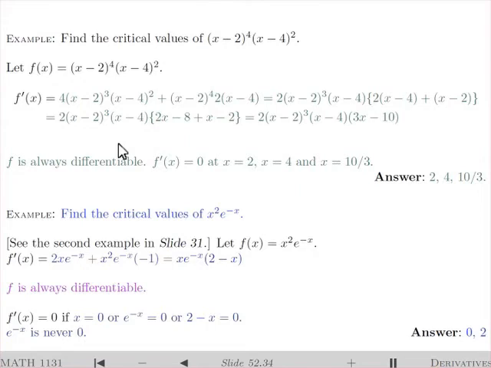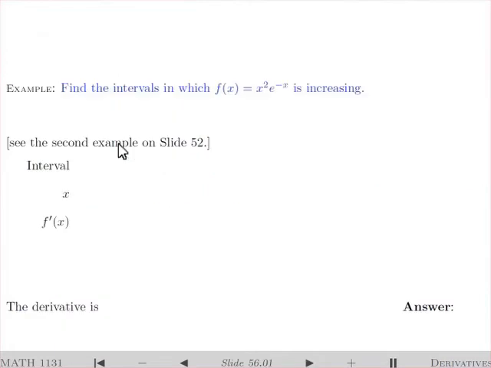The derivative of x squared e power negative x, factored, is x e to the negative x times (2 minus x). Again, the function is always differentiable. The derivative is 0 at x equals 0 and x equals 2. The intervals will be negative infinity to 0, 0 to 2, and 2 to infinity. Again, I'm going to use test values to determine the sign chart.